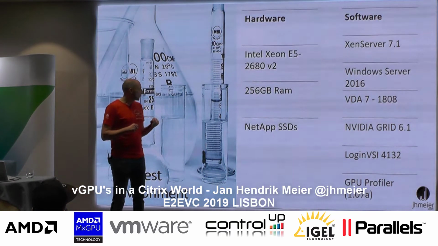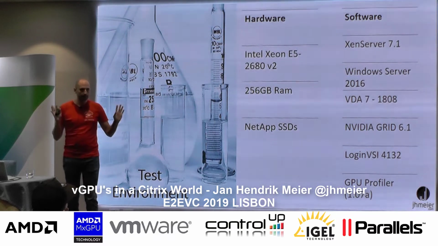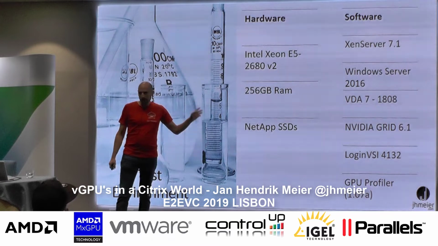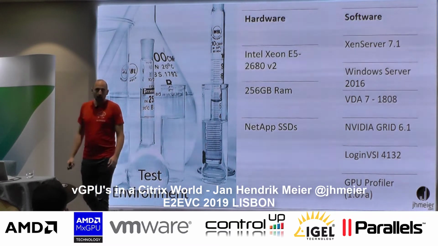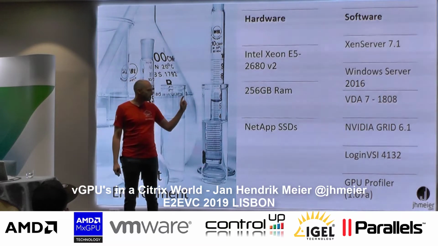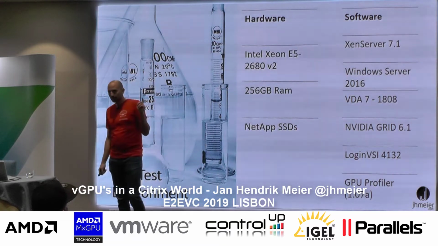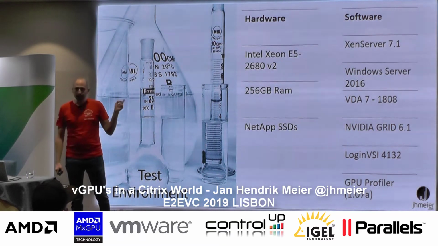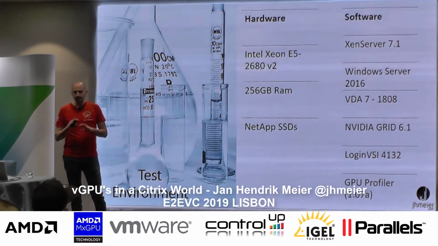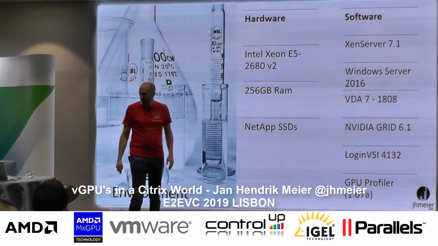So what have we done? We had hardware, an old Xeon CPU, yeah, it's an old one, with 256 gigs of RAM, connected to a NetApp SSD. We had the XenServer LTSR release, Windows Server 2016 with VDA 7.1808, NVIDIA cards, H.264, Login VSI to generate some workload, and GPU Profiler to measure the data. It's also quite an old VDA, but there's no big difference in using a newer VDA in this part.